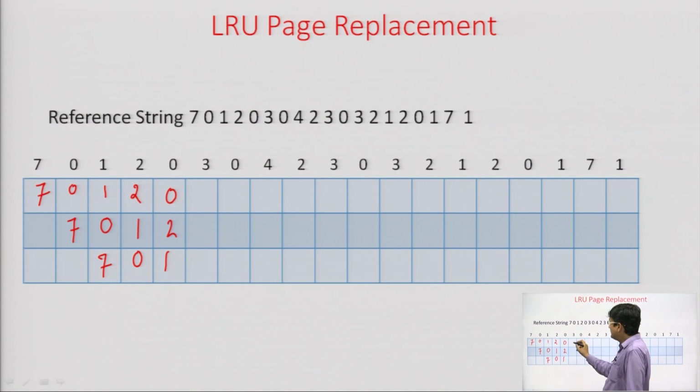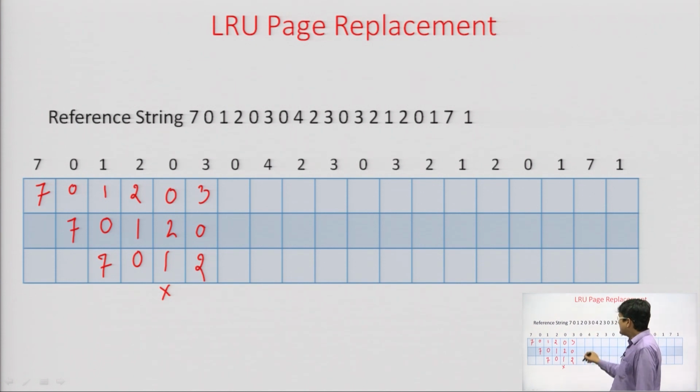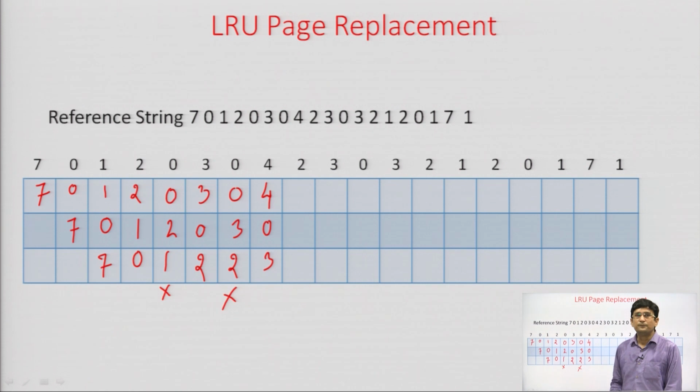Now 3 is coming. When 3 is coming, there will be no page fault. Sorry, there will be a page fault. So we will be sending the least referenced page, that is 1. Then 0, 0 is again referenced. So we will again bring 0 on the top, meaning that 0 is currently referenced, no page fault in this case. Then 4, 4 is referenced, we will replace it with the least referenced page, that is 2.